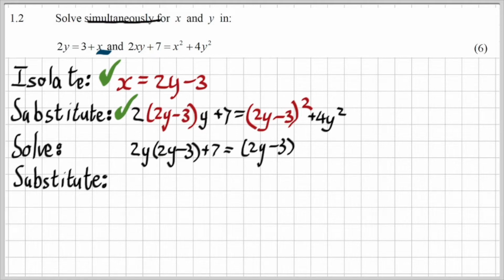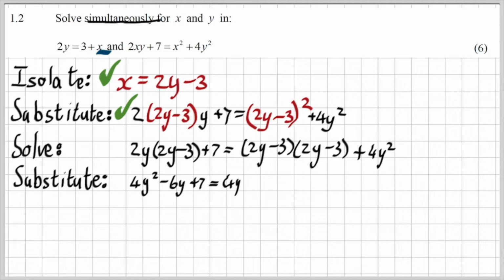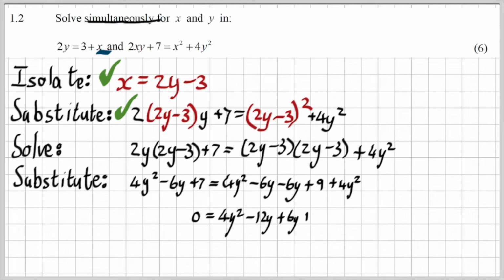So I'm done with substitution. Now I'm busy solving. When I look at this, I don't know what kind of an equation it is here. So let's first remove all the brackets. Then I see a quadratic equation forming, so I need to get it equal to 0. Transposing, getting it into its simplest form. Now to make life easy, I'm going to divide by 2 on both sides.